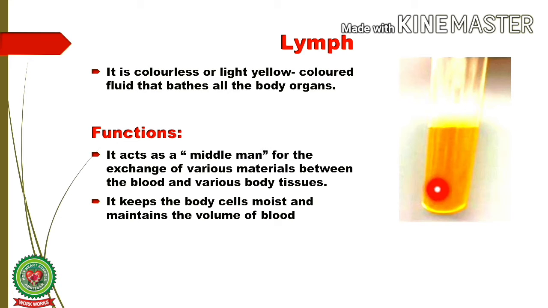Now if we discuss functions of lymph, it acts as a middleman for the exchange of various materials between blood and various body tissues. It keeps the body cells moist and maintains the volume of blood.